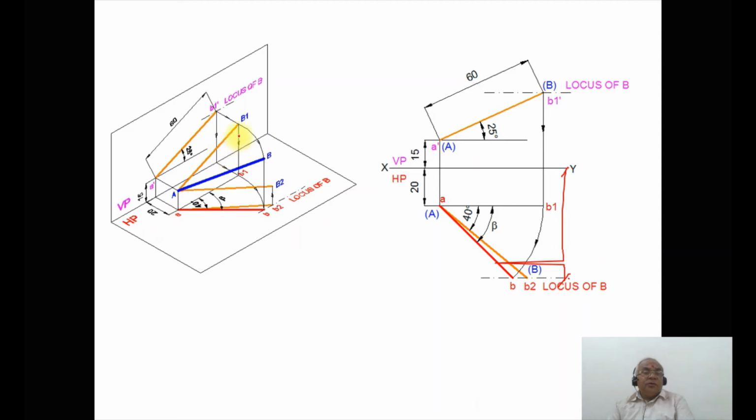That is what we have shown. I have rotated this in space such that B1 comes and touches this point. That means you are going to get the locus of B here, so you get B, that is, the top view.